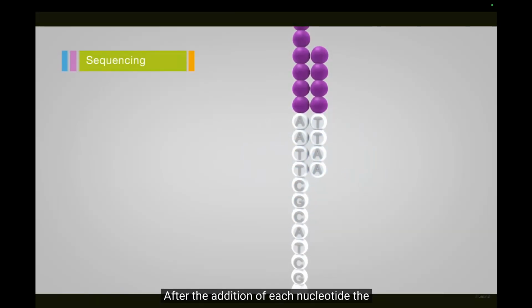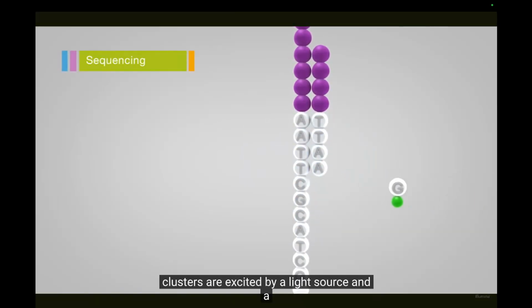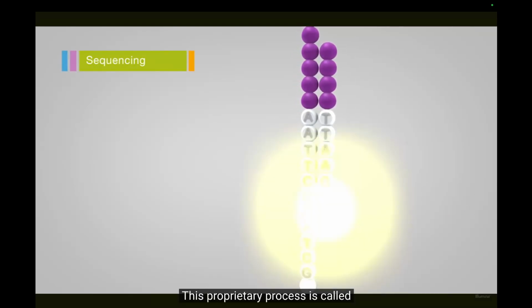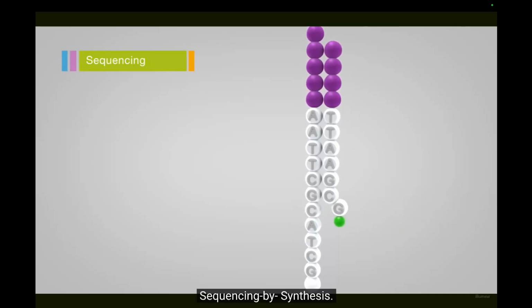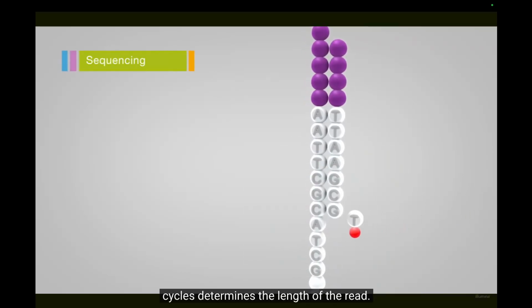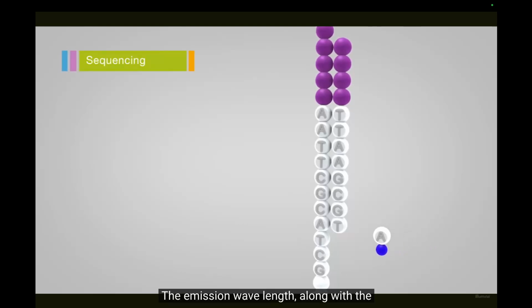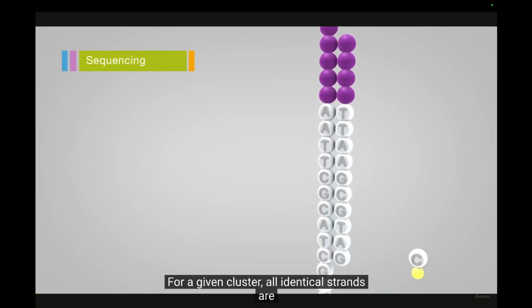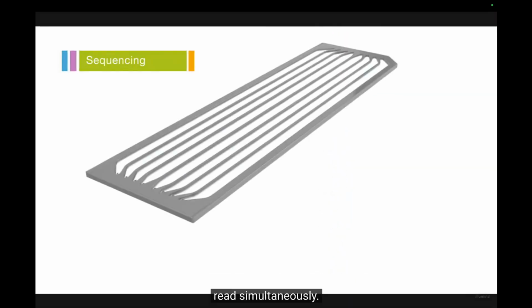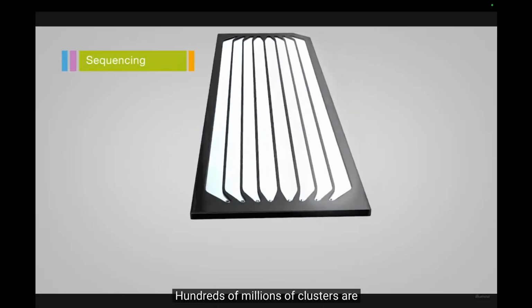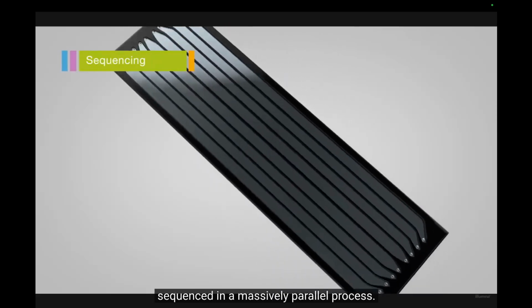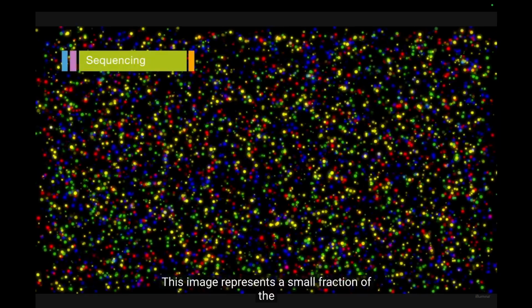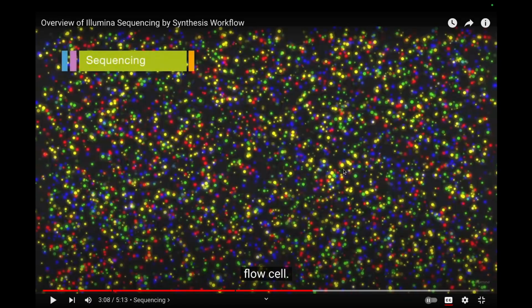After the addition of each nucleotide, the clusters are excited by a light source, and a characteristic fluorescent signal is emitted. This proprietary process is called sequencing by synthesis. The number of cycles determines the length of the read. The emission wavelength, along with the signal intensity, determines the base call. For a given cluster, all identical strands are read simultaneously. Hundreds of millions of clusters are sequenced in a massively parallel process. This image represents a small fraction of the flow cell. This is what the base caller sees.